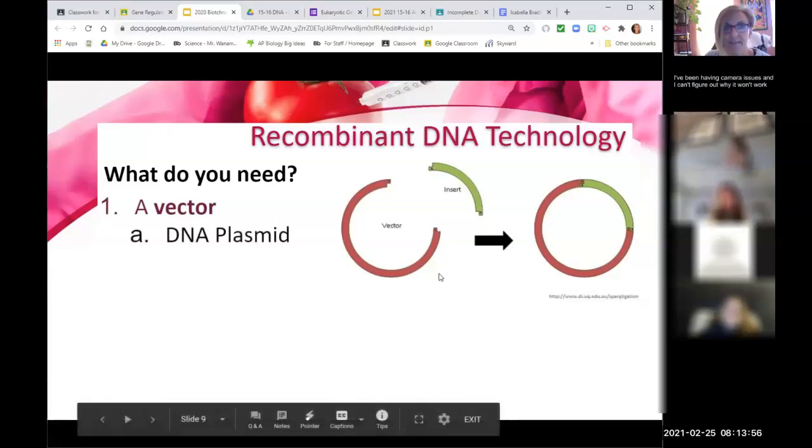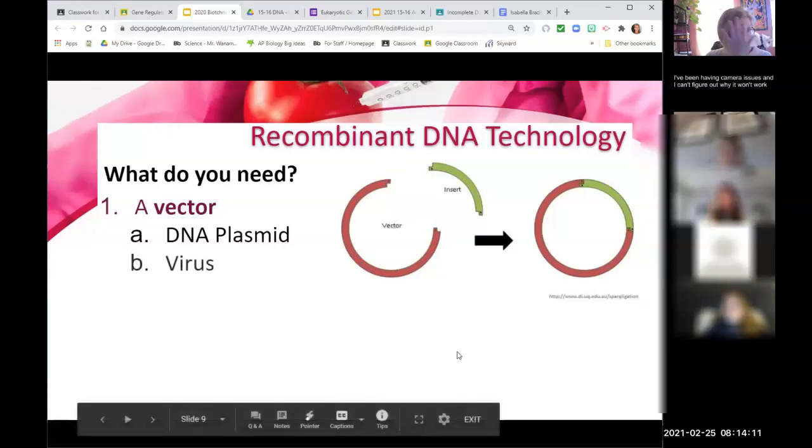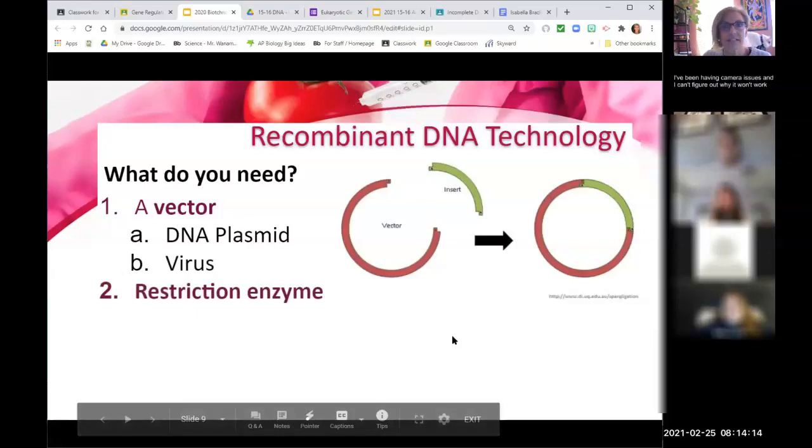So we can use this plasmid as a vector. A vector is a source we use to move DNA from one organism to another. So if I incorporate a gene of interest like insulin into this plasmid, I can then move that plasmid into other organisms. Sometimes we use viruses as well, but today we're talking about the plasmid.